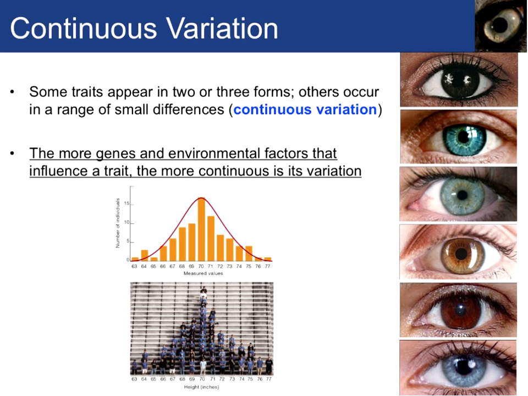The chart shows continuous variation in height among male biology students at the University of Florida. The students were divided into categories of 1-inch increments in height and counted, and a graph of the resulting data produces a bell-shaped curve, which is an indication of continuous variation. The picture on the right shows the spectrum of eye colors that humans have, from dark to light blue.